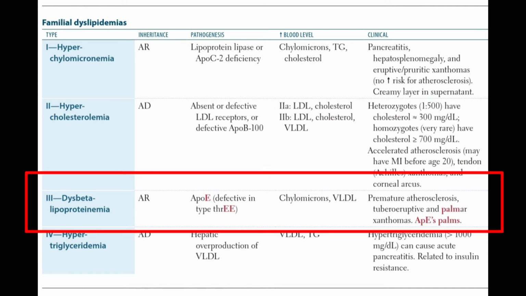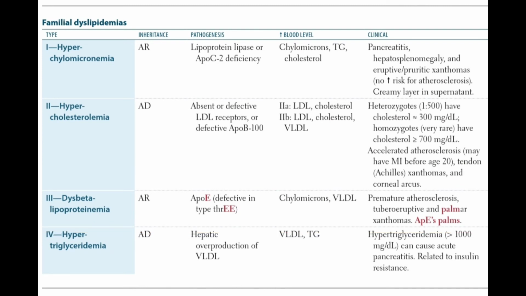Now let us talk about type 3 familial dyslipidemia. Type 3 is dysbetalipoproteinemia. The disease is autosomal recessive, and there is a defective apolipoprotein, which will lead to increased levels of chylomicrons and very low density lipoprotein in the blood. The clinical findings will be premature atherosclerosis, tuberoeruptive and palmar xanthomas. So these are the findings of type 3 familial dyslipidemia.